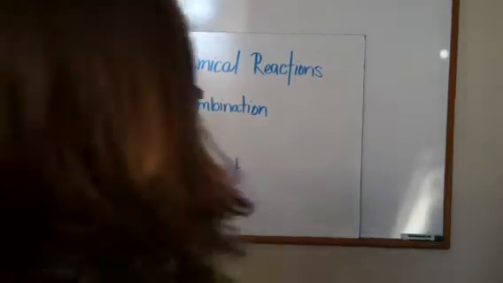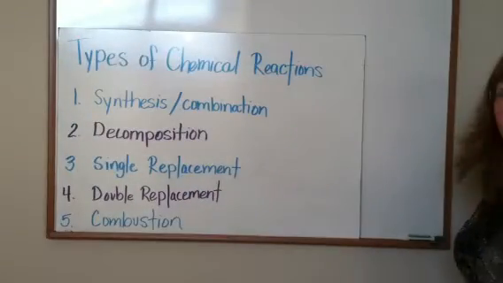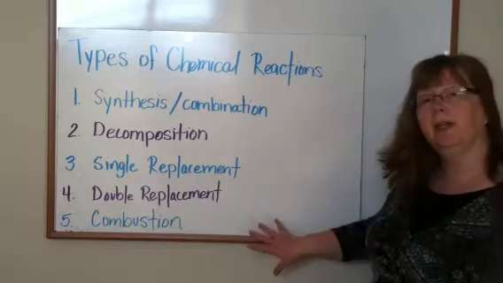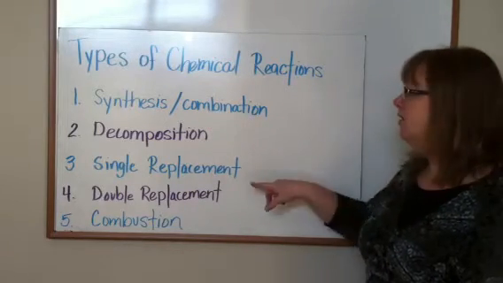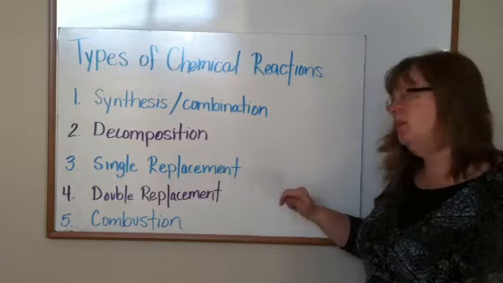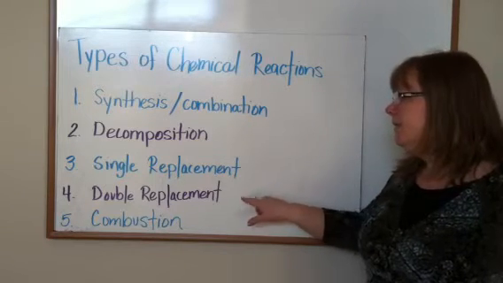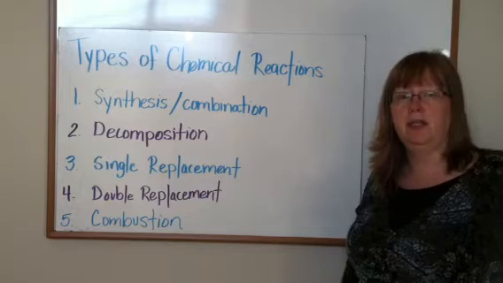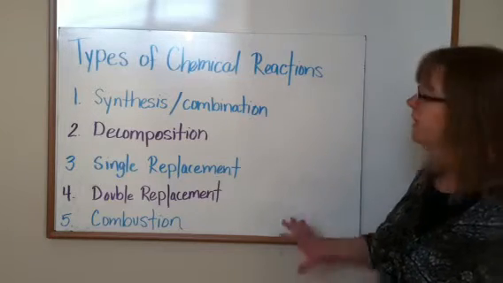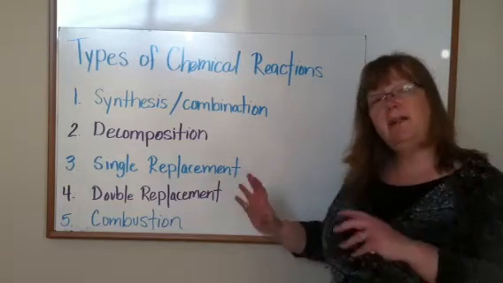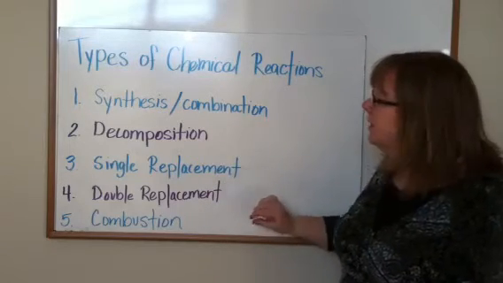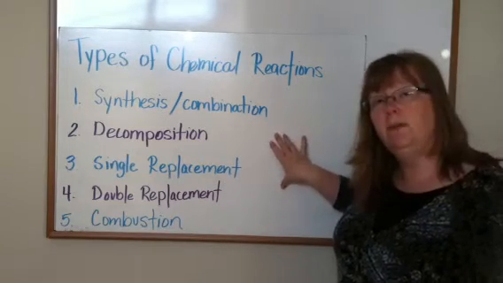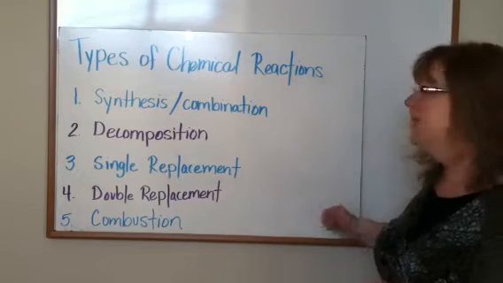Hi, in this video we're going to look at types of chemical reactions. There are 5 types that we're going to talk about. The first type is synthesis, sometimes called combination. The second type is decomposition. There's single replacement, double replacement, and combustion. In this video, I just want you to be able to classify reactions as one of these 5. We're going to go into more detail into each of these reactions in separate videos.